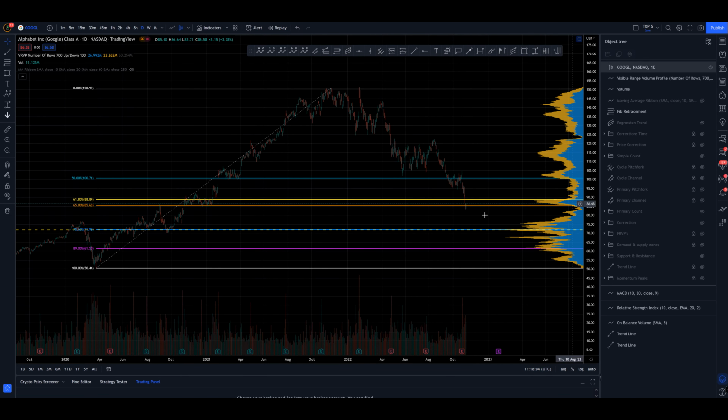We've got the point of control bang on the 78.6% retracement, so maybe we go 1, 2, 3, 4 and we push a little lower down to 72 region here. And then we've got that first double zigzag complete before we push to new highs.